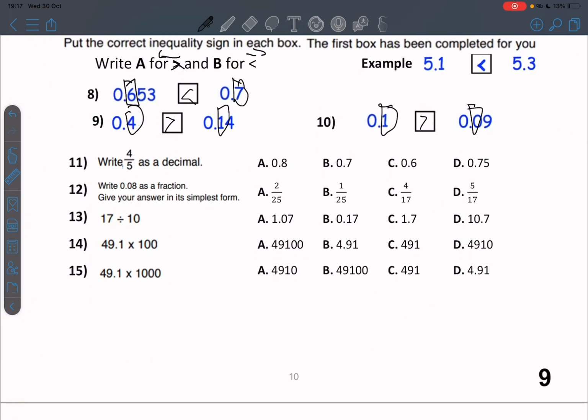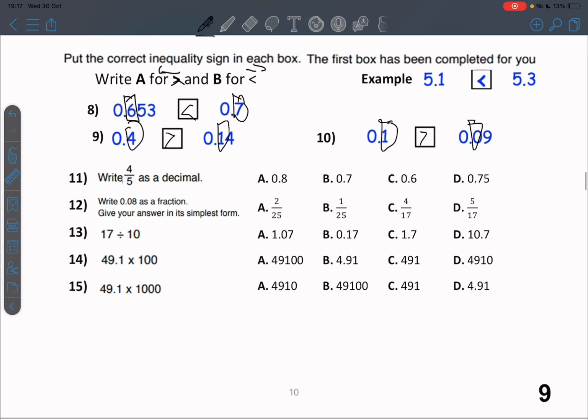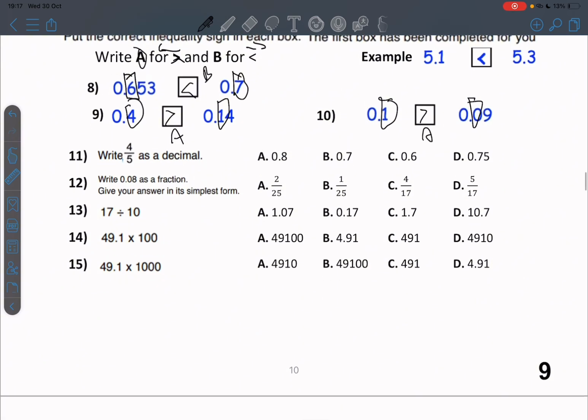Okay, question 11. Again, for these ones, remember it says mark A for these ones, and mark B for these ones, right? Okay, question 11, 4 over 5 as a decimal. So when you want to change a fraction to a decimal, make it over 100, and then you should be able to figure it out.